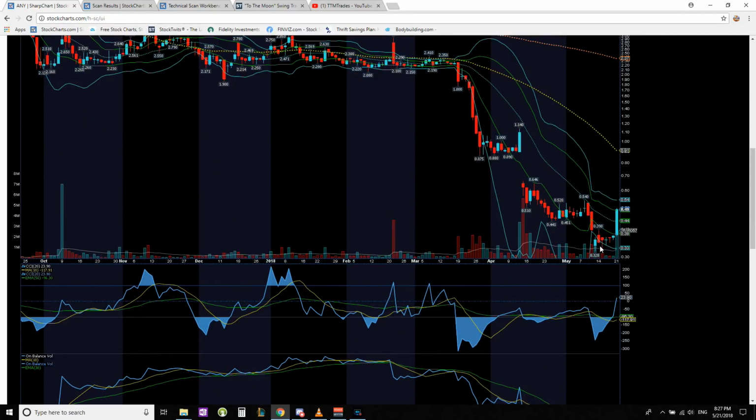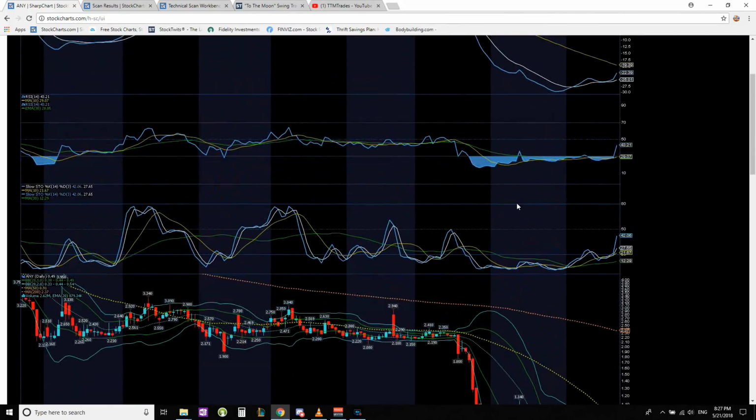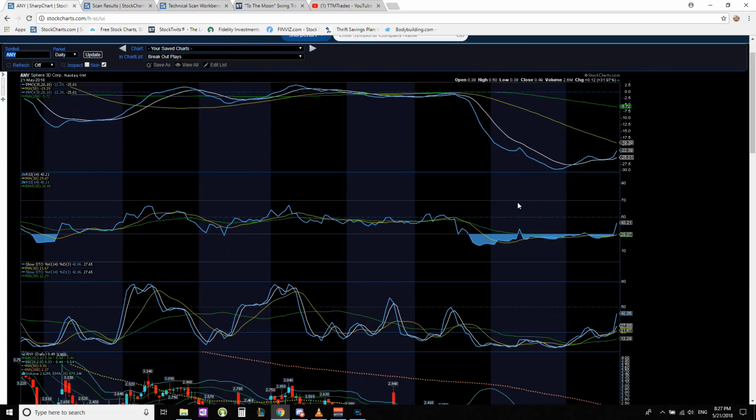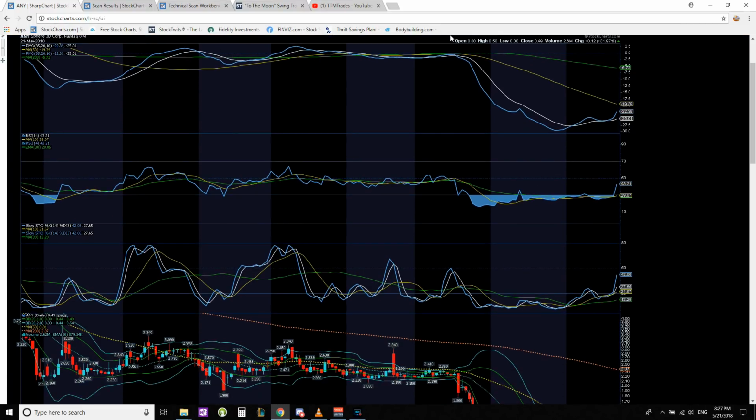And then you get this last minute gap down right here. So again, like I said, if you're trading, you do not want to trade into this type of long-term momentum as the PMO is showing you.